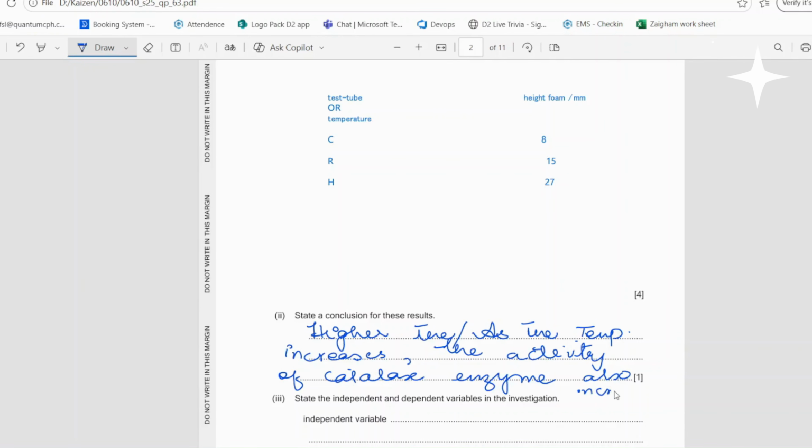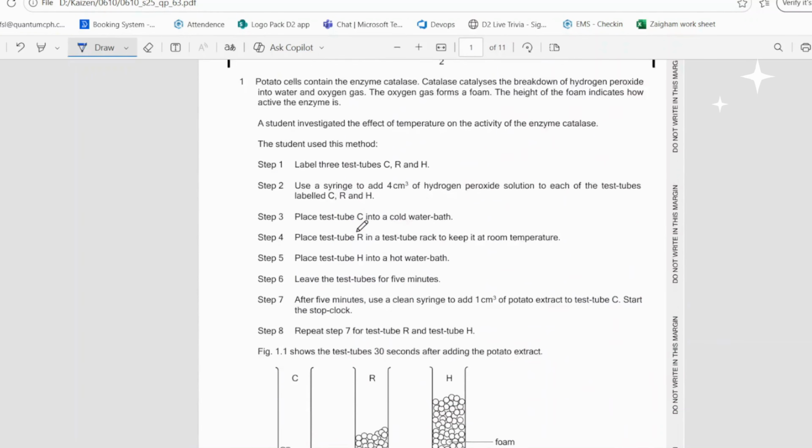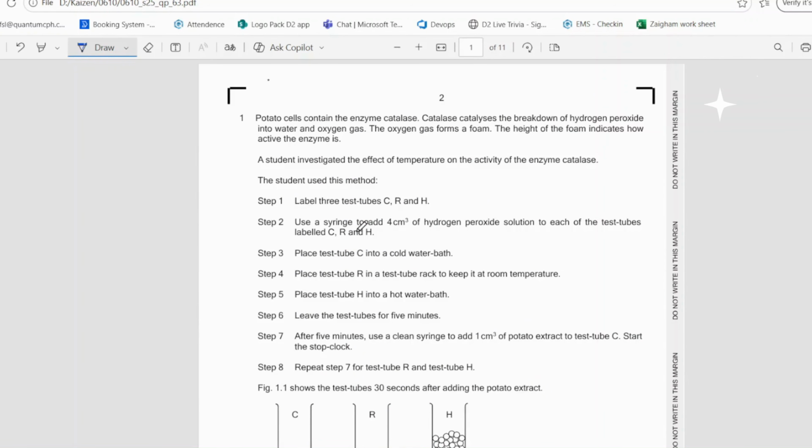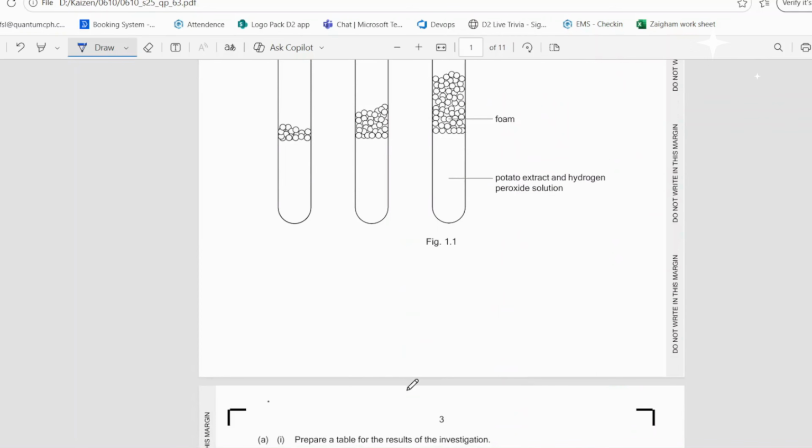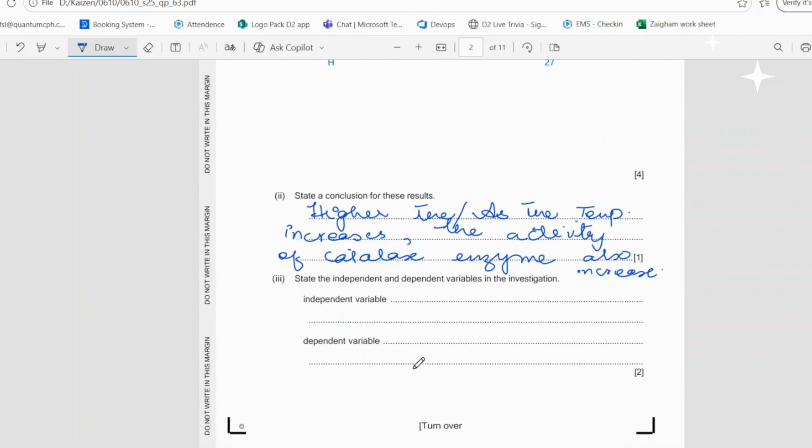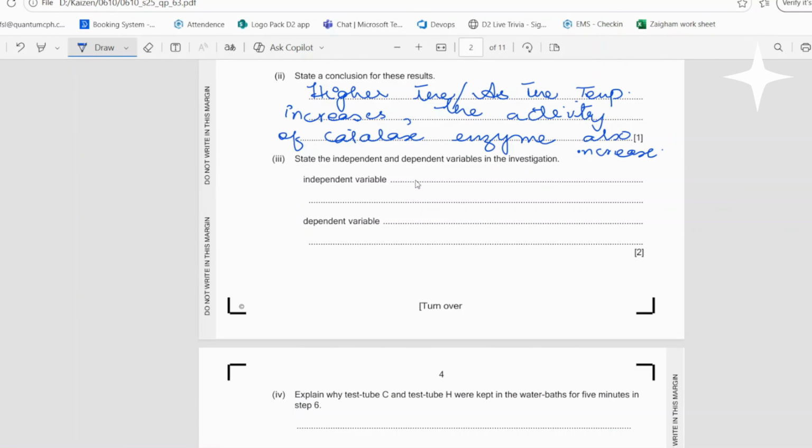What is the independent variable and what is the dependent variable? This one is usually given in the first line. Temperature, exactly. How is it visible? That is by a foam. So the independent one is the temperature, and the dependent one is height of the foam.